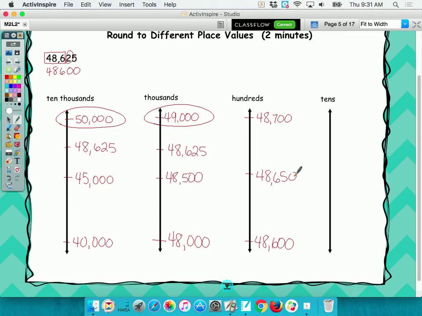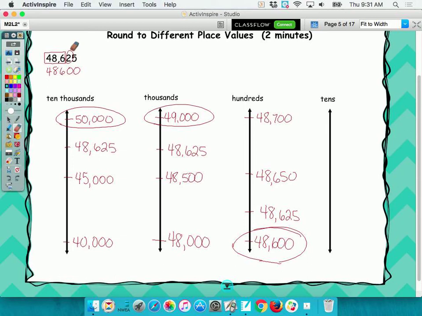Okay. My number is 48,625. Above or below? Below. And I already knew that because I circled the 2. Right? Yes. Okay. So that one rounds, or it stays the same. We sometimes say rounds down, but it really doesn't go down. It stays the same.